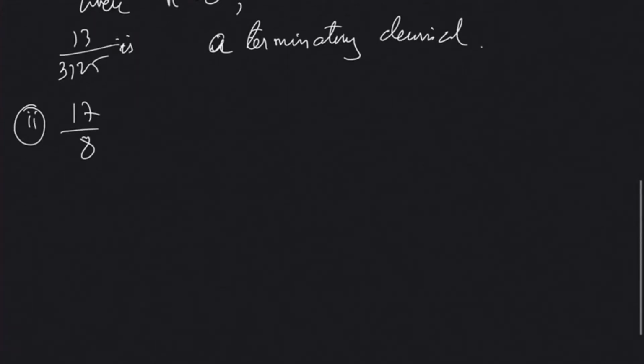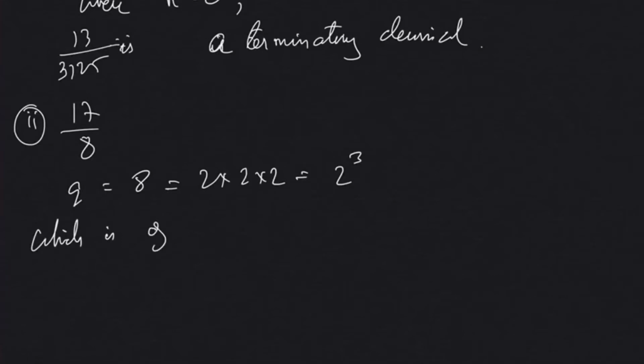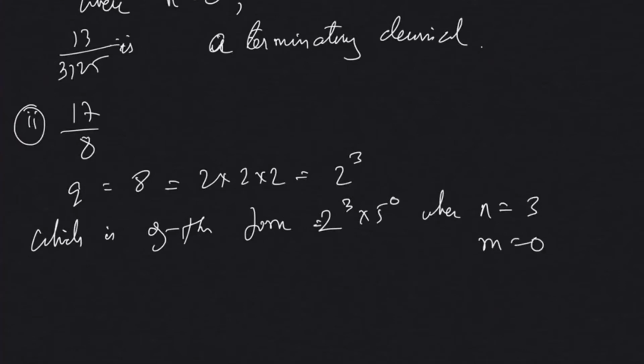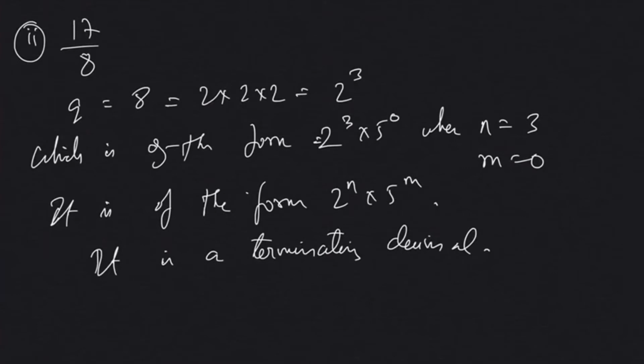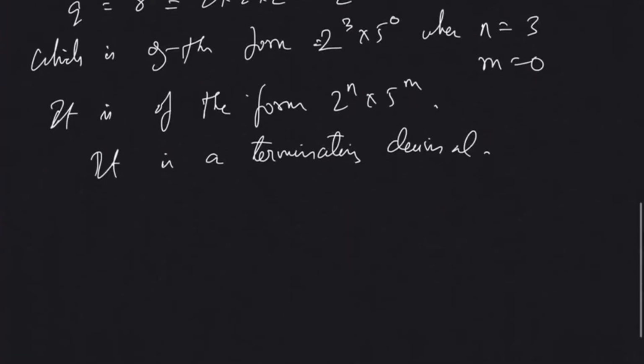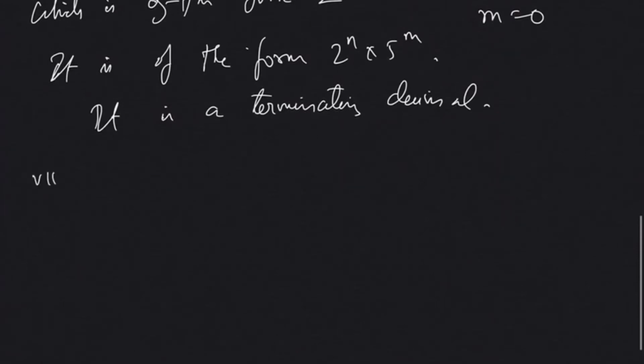So this is just the first part. Now again 17 by 8. The denominator 8 is 2 into 2 into 2, that means 2 power 3. So it is of the form 2 power 3 into 5 power 0, where n is 3 and m is 0. So this is again of the form 2 power n into 5 power m. That means it is a terminating decimal. And of course we know that anything when we divide by 2 will be a terminating decimal. Let's try another question.